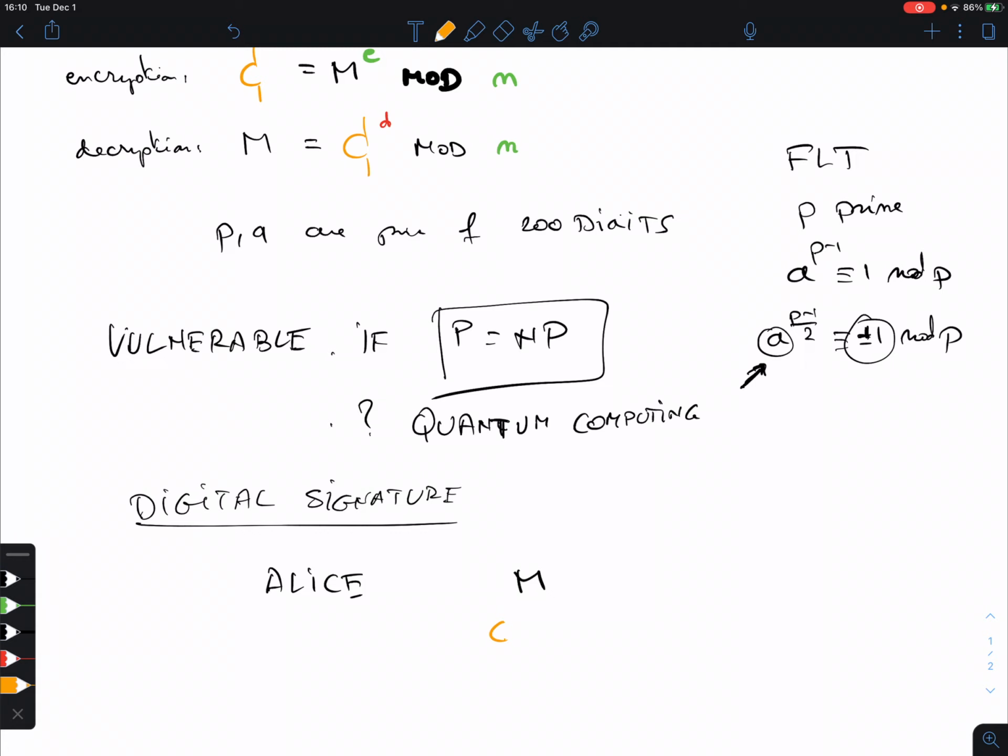Let me not use that color, because what she is going to do is not encrypt it. She's going to decrypt it. Although this M is an actual message, not an encrypted message, she pretends that it is. So she is going to decrypt it. Bear with me. What she calculates is M to the power D mod N, what she would normally do when she decrypts, okay? And that she sends out. That is the C she sends out.